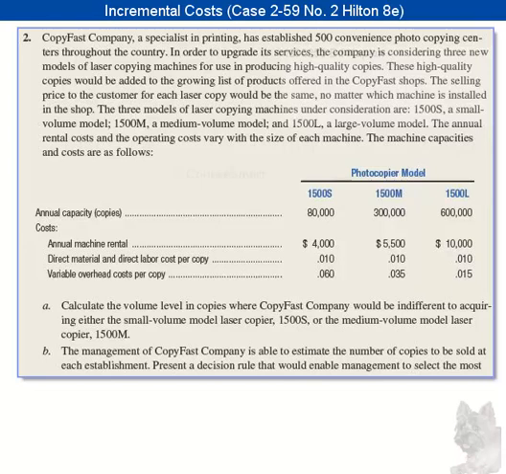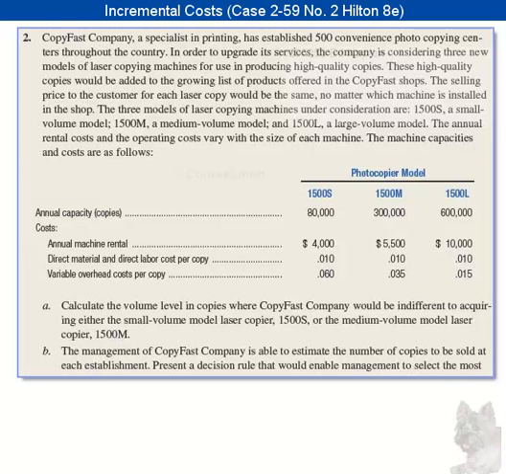Let's take a look at case 2-59 number 2. It deals with basic cost concepts and incremental cost analysis. CopyFast Company, a specialist in printing, has established 500 convenient photocopying centers throughout the country. In order to upgrade its services, the company is considering 3 new models of laser copying machines for use in producing high-quality copies. These high-quality copies would be added to the growing list of products offered in the CopyFast shops.